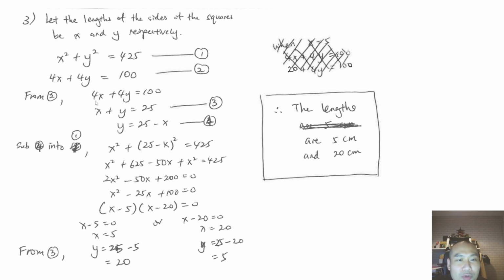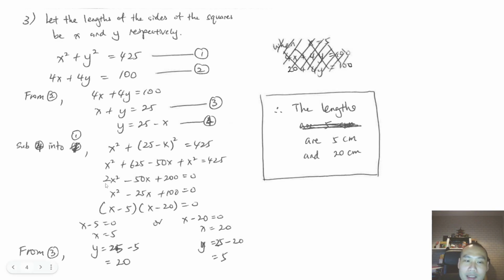So from equation 2, 4x plus 4y is 100. That means x plus y is 25. I just divide by 4, both sides of the equation. So that means y equals 25 minus x. So we call that equation 4. That will be my substitution, right? So substitute equation 4 into equation 1. So x squared plus, I replace the y with 25 minus x, squared, equals 425.